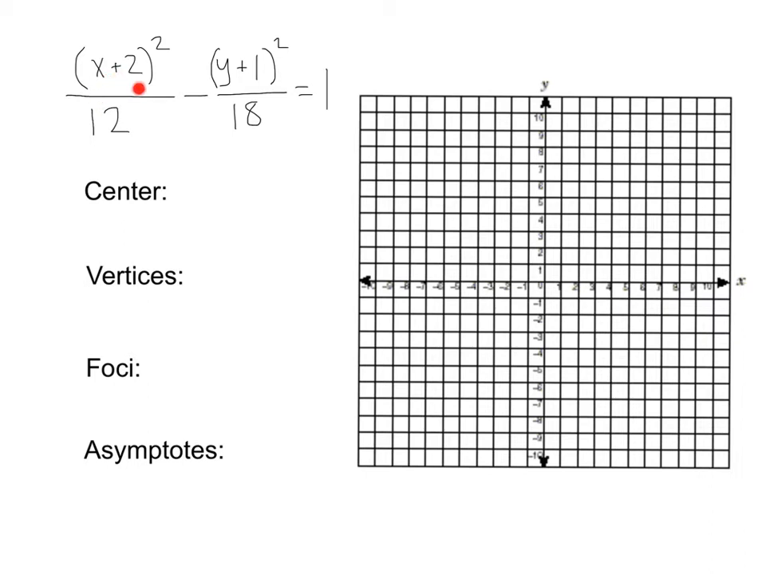All right. (x plus 2) squared over 12 minus (y plus 1) squared over 18 equals 1. Starting with our center, we've got the opposite of our x, the opposite of our y term, negative 2, 1. Boom, right there on the graph.